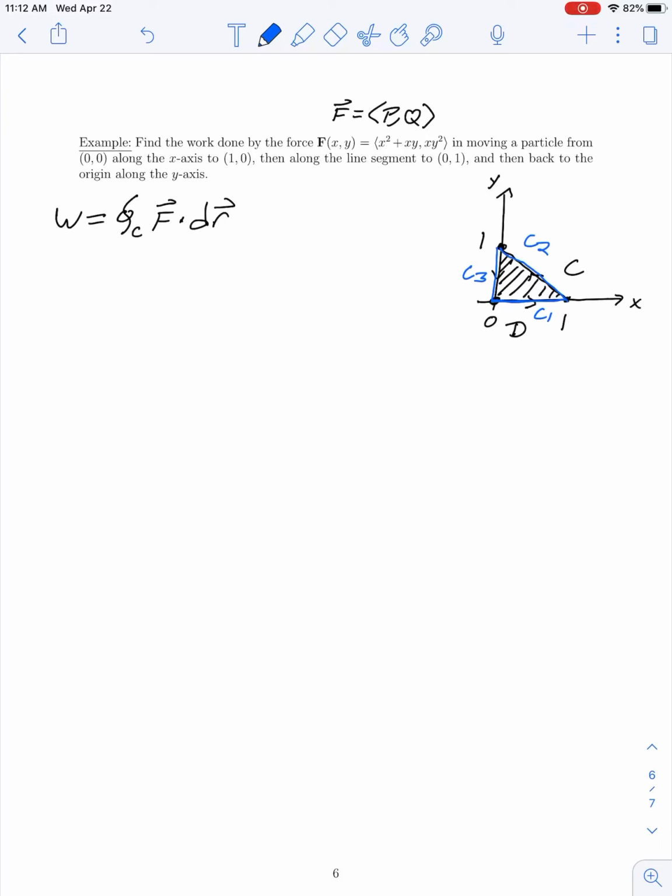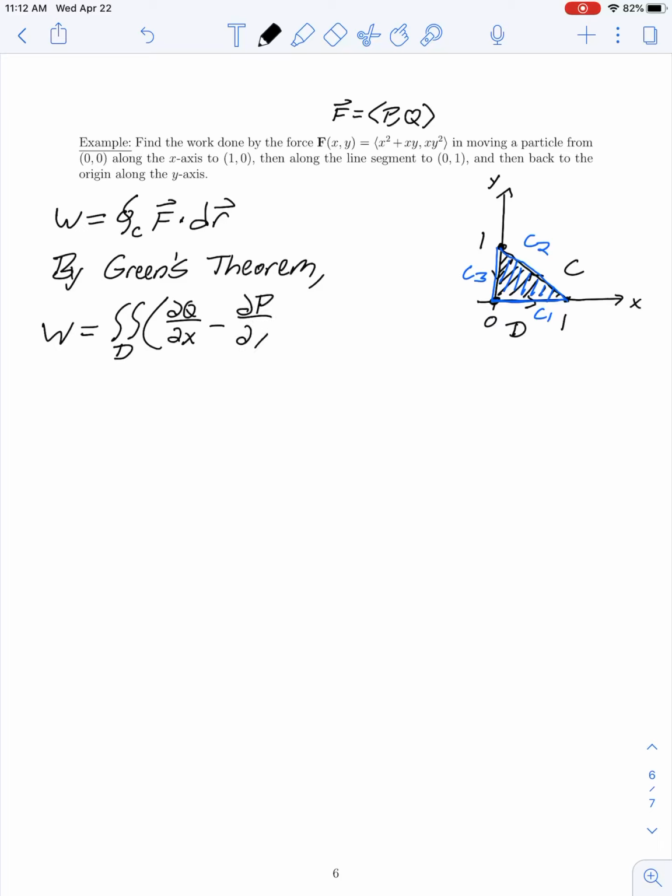But if we make use of Green's theorem, we could just integrate over this shaded triangular region D, which is much easier here. So let's say by Green's theorem, this work done is the same as the double integral over the plane region D of the partial derivative of q with respect to x minus the partial derivative of p with respect to y, integrated with respect to area. So let's find these partial derivatives.